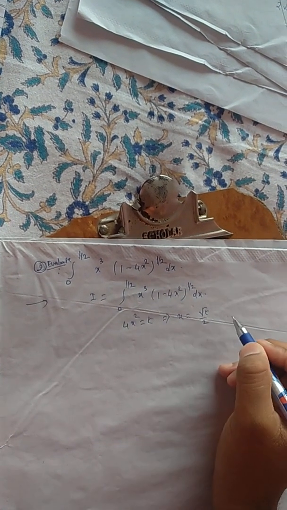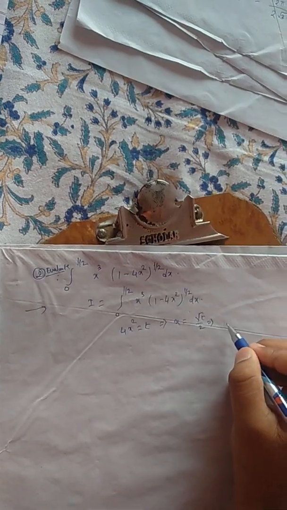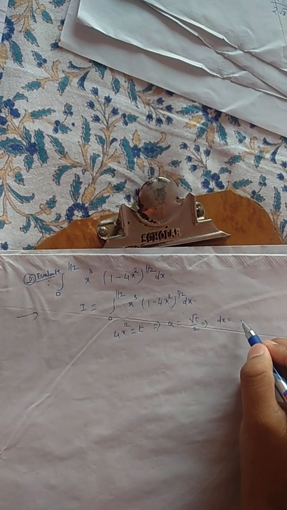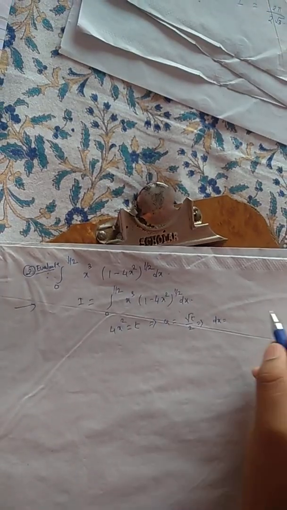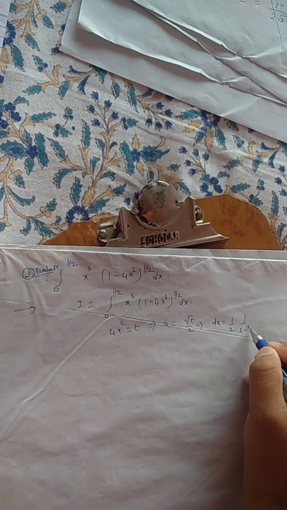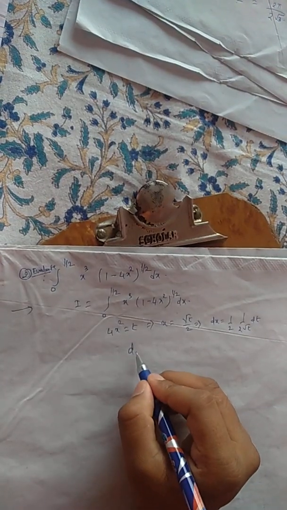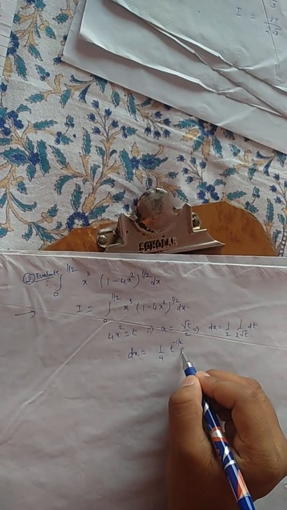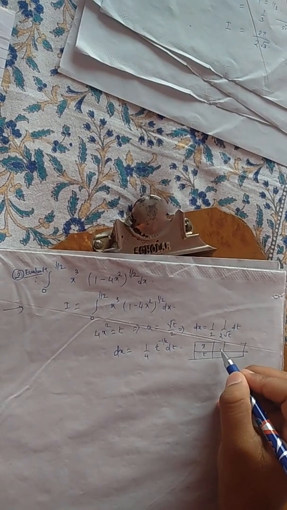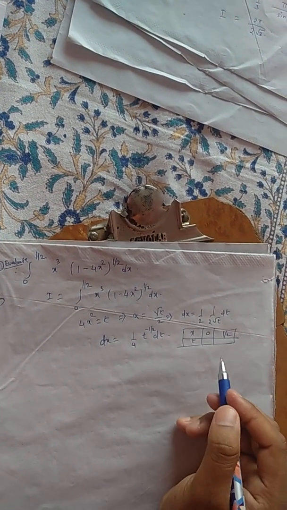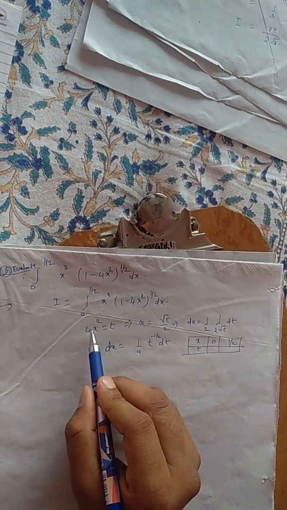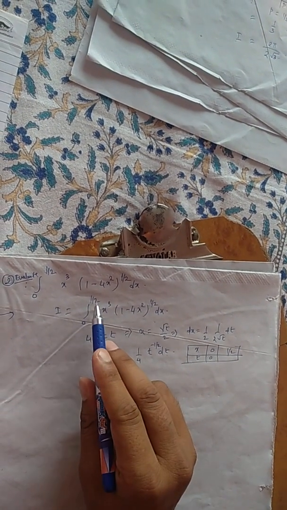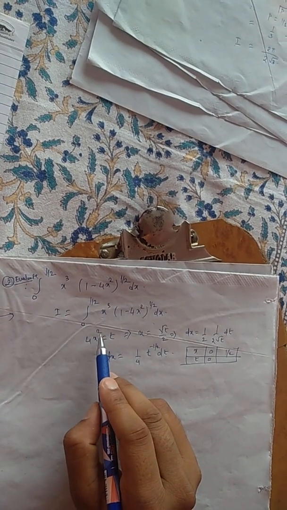root t upon 2, differentiating it, so that implies dx is equal to differentiation of root t is 1 upon 2 root t dt, that is dx is equal to 1 by 4 t raised to minus 1 by 2 dt, and the limits of the integration become x corresponding to 0 and 1 by 2. If I put x is equal to 0, 4 into 0 is 0, t becomes 0. If I put the upper limit 1 by 2 here, 1 by 2 square is 1 by 4, 4 get cancelled, so the value of t becomes 1.